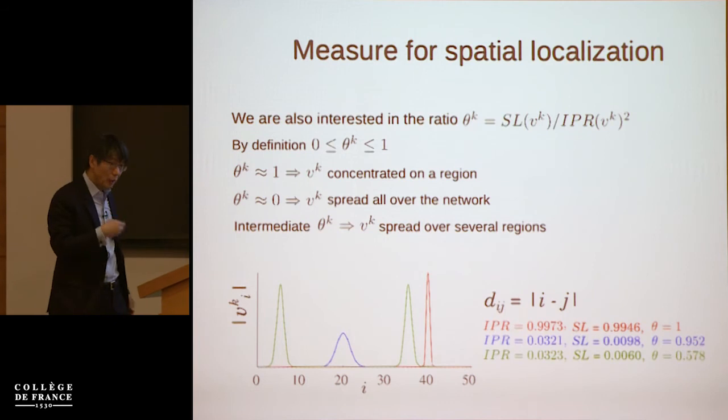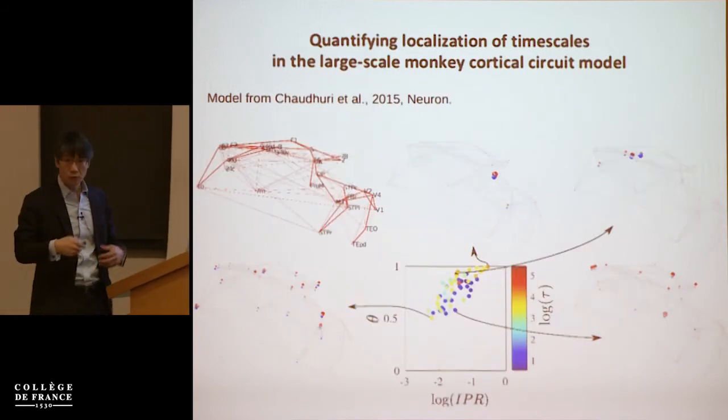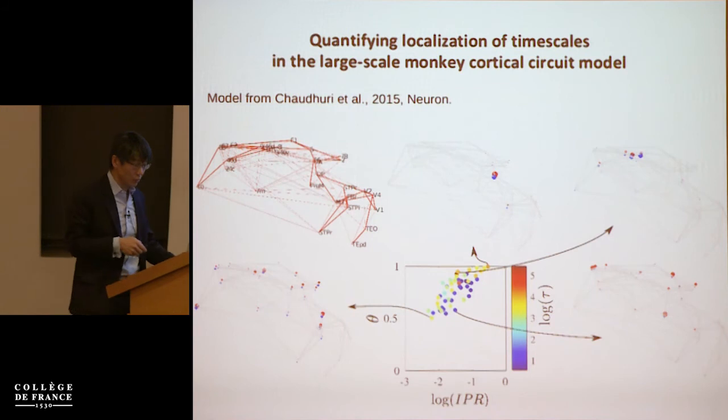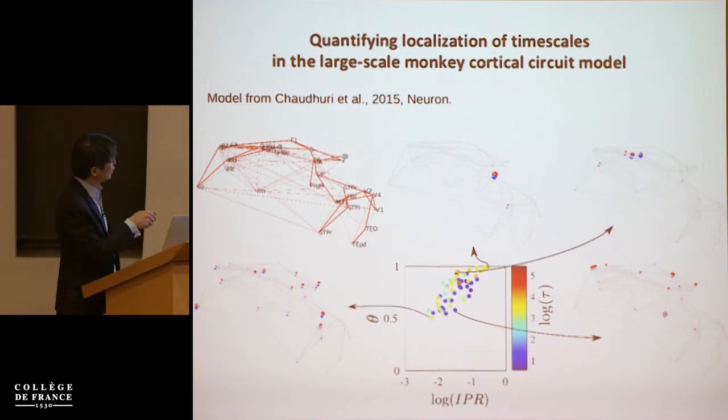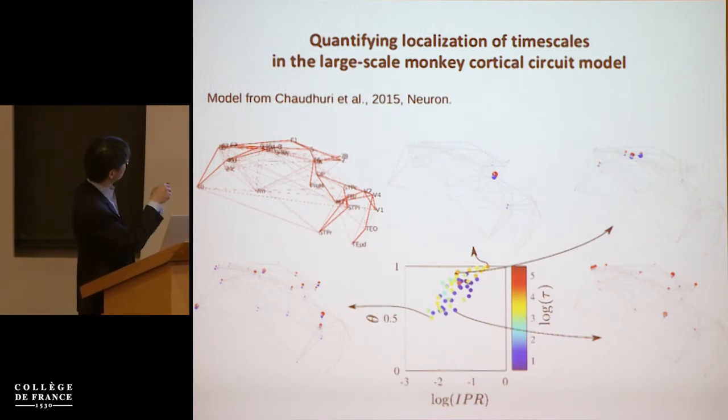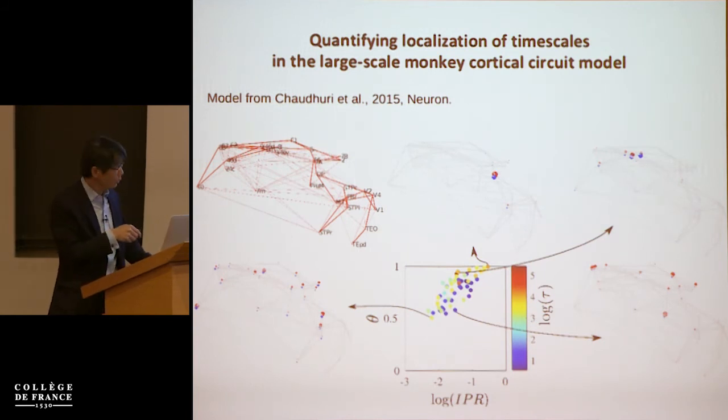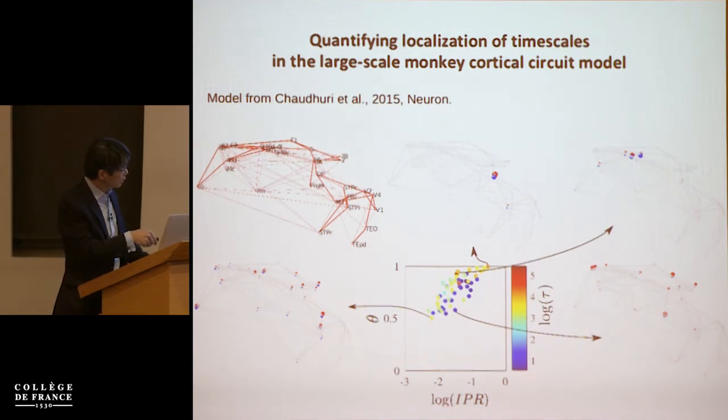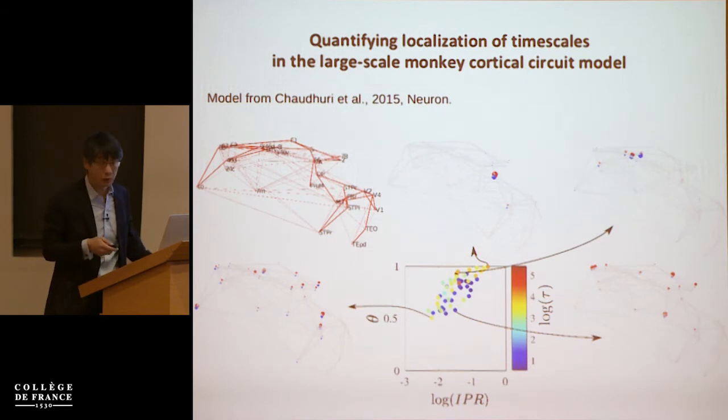Okay, and so we applied this measure to the real dynamic model I described to you. Let me explain that. So this is the network. Each dot here is one eigenmode. The color indicates the time constant in log plot. So bright color is a very slow mode, and the blue color is a fast mode. This is the log of IPR, the localization measure, and the y-axis is theta, the measure of spatial localization. So again, each dot corresponds to an eigenmode.